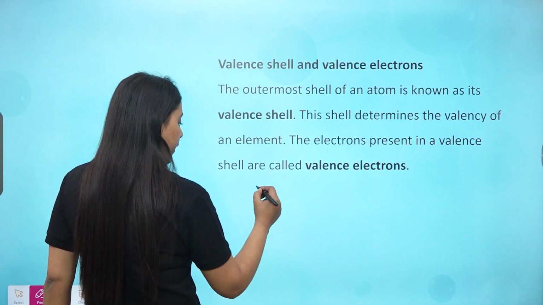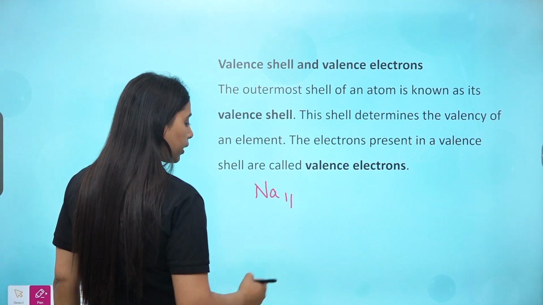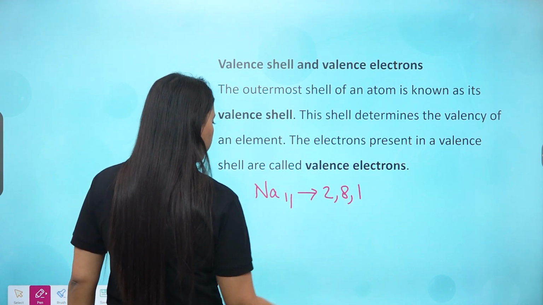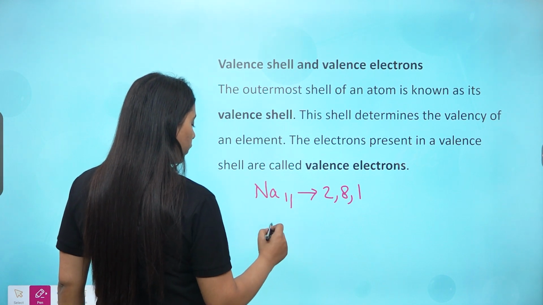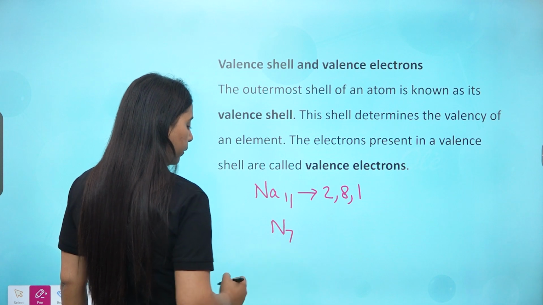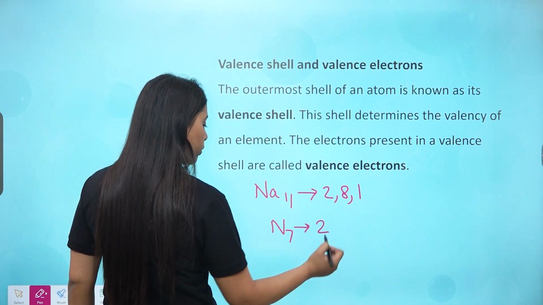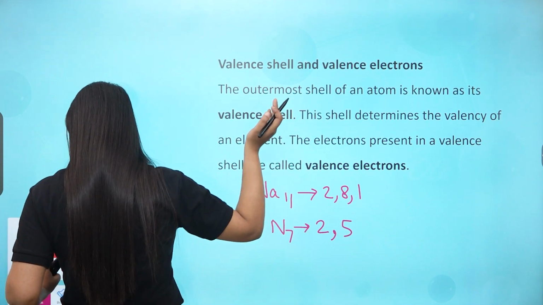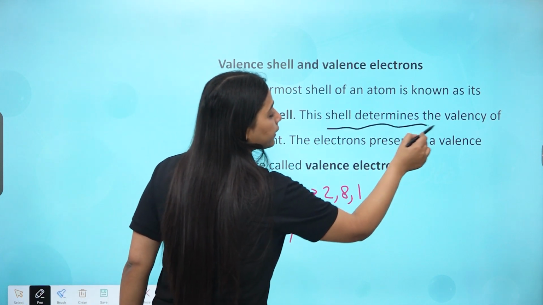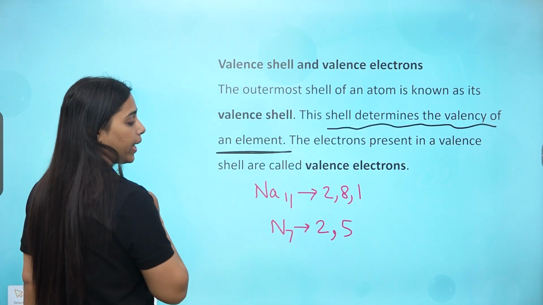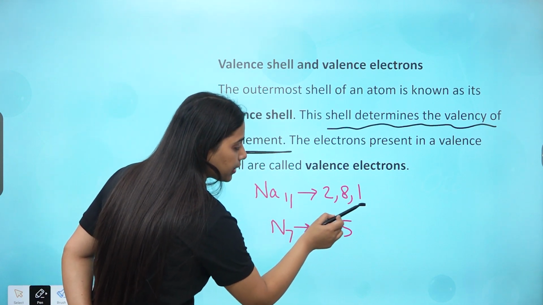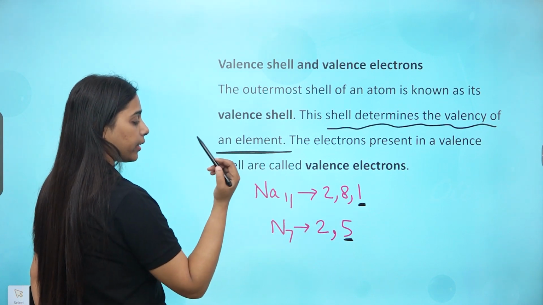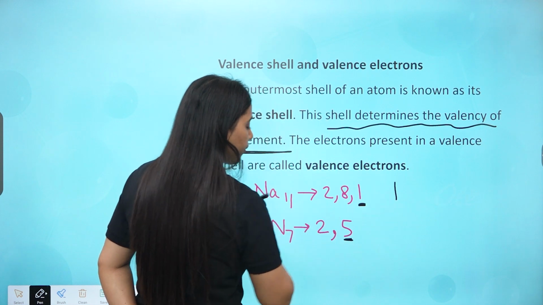For example, let's say sodium, atomic number 11. We'll arrange its configuration as 2, 8, 1. And let's take the example of nitrogen, atomic number 7. You'll write its configuration as 2, 5. Now the statement says that the valence shell determines the valency of the element. Valence shell is this, the last shell. So sodium has one valence electron, so its valency is 1.